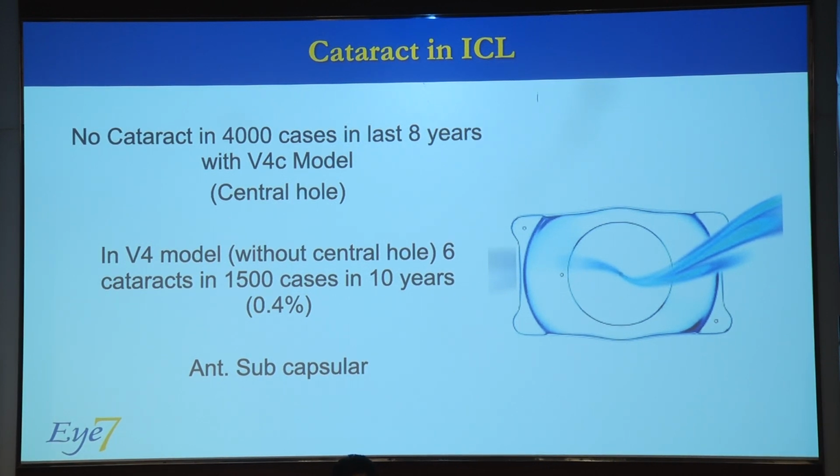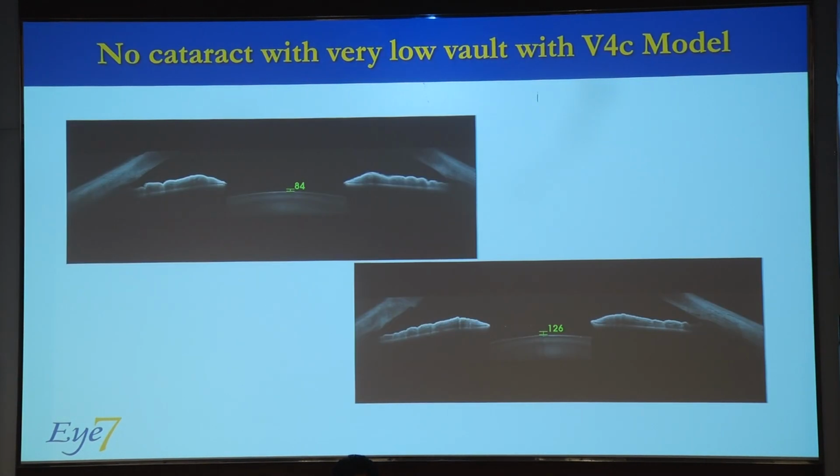Since 2014, since the time we started using the V4C model, that is ICL with holes, we have not encountered a single case of cataract, even with such low vaults as this. Here the vault is less than 100 microns and still we are following up the patient and there is no evidence of cataract.